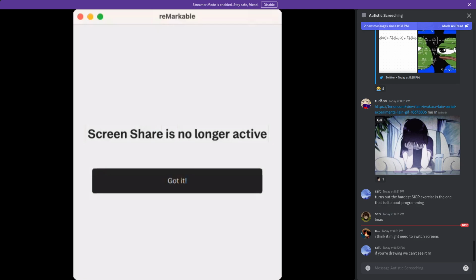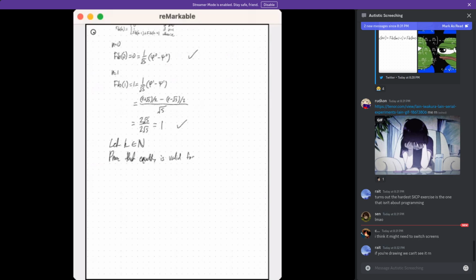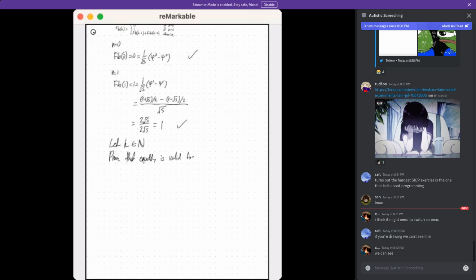I think it's screen sharing disabled. Oh, is that working? Yeah, perfect. Cool.